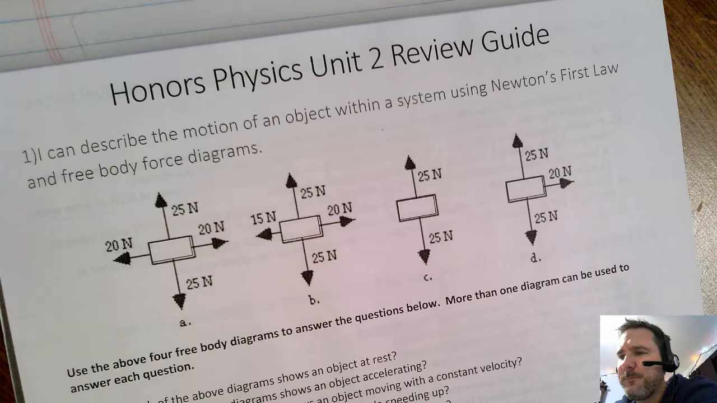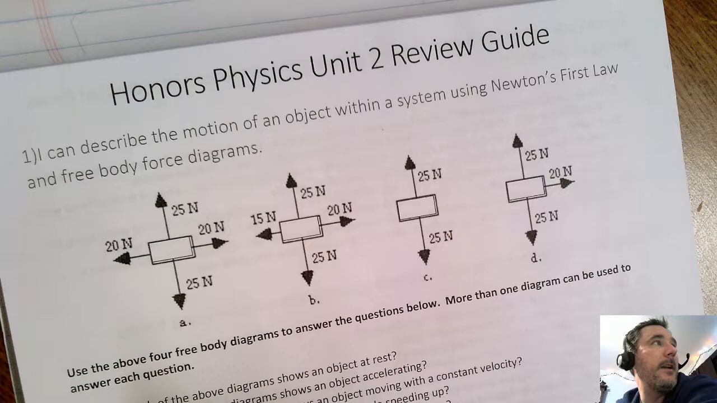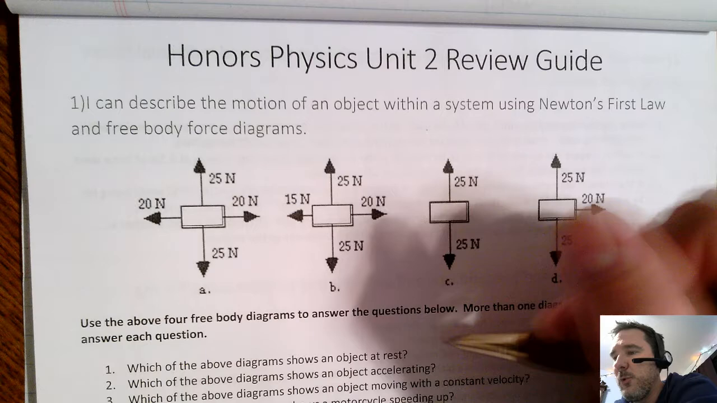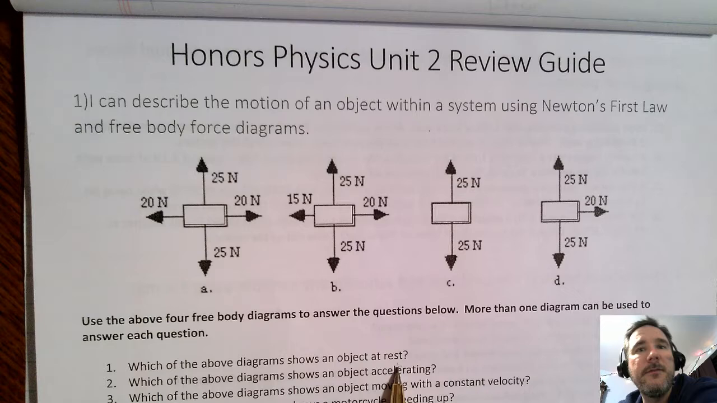I'm just going to start with this, and it says we've got these four free body diagrams. Let me just turn this a little bit. And they all show different forces and different arrows, and it wants to know which of the above diagrams shows an object at rest. So an object at rest will have a constant velocity of zero.